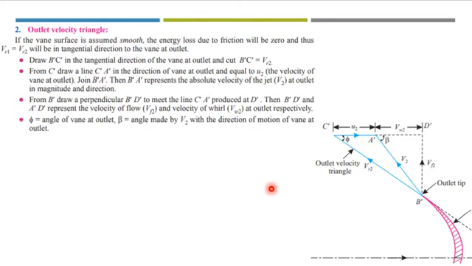So how can we draw this outlet velocity triangle? If we assume that the vane surface is smooth, then energy loss due to friction will be 0, and then VR1 will be equal to VR2. So you will draw this line B prime C prime, which will be equal to VR2, and that is equal to VR1.